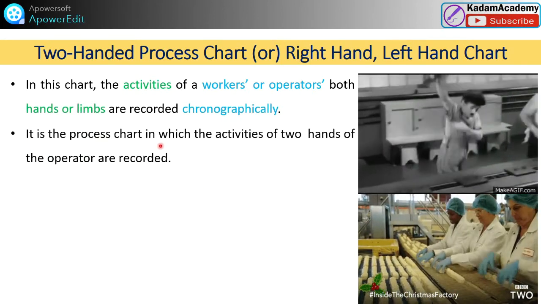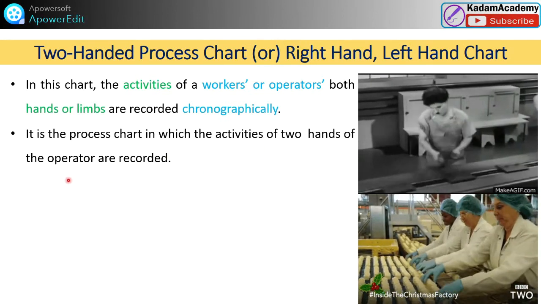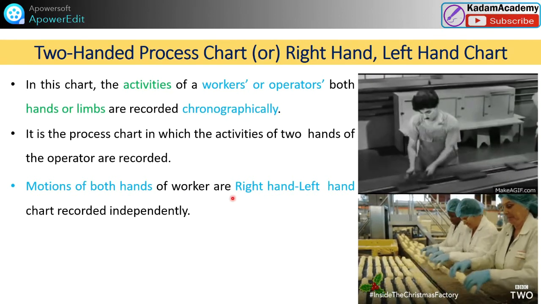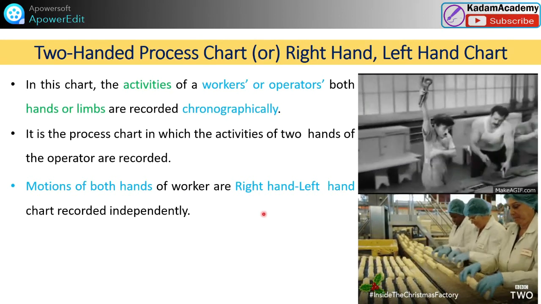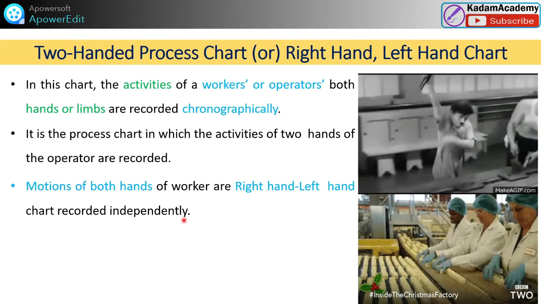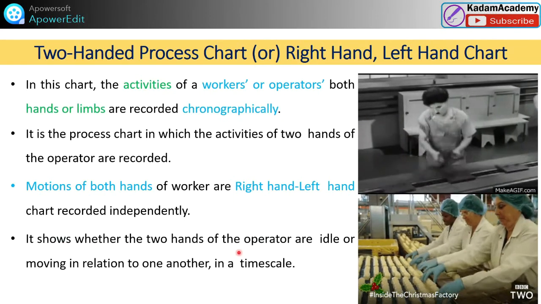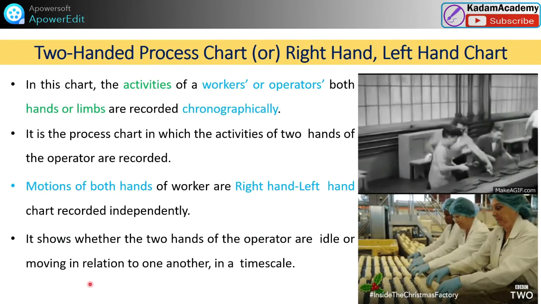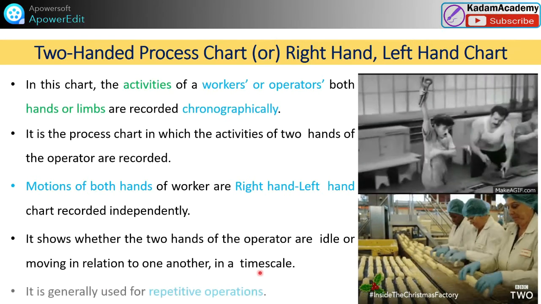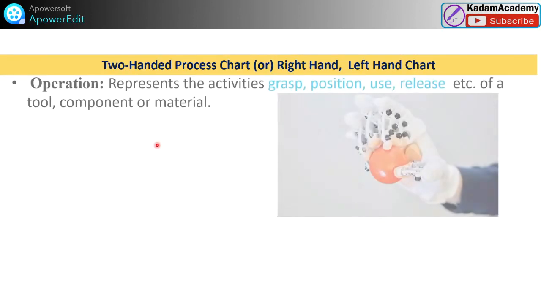It is the process chart in which the activities of both hands of the operator are recorded. The motions of both hands of the worker, right hand and left hand, are recorded independently. That means it shows whether the two hands of the operator are idle or moving in relation to one another on a time scale. Friends, it is generally used for repetitive operations.